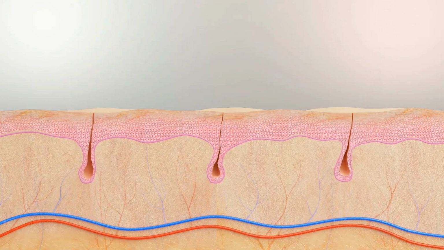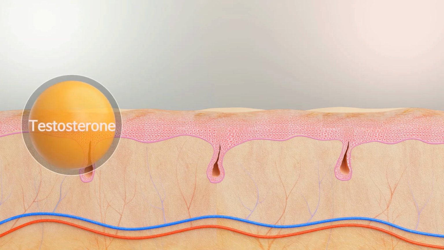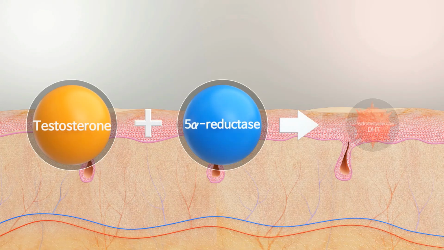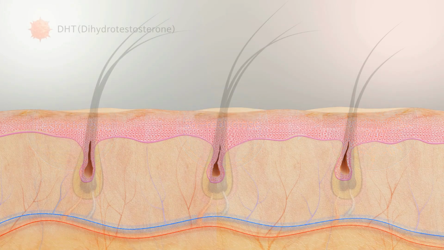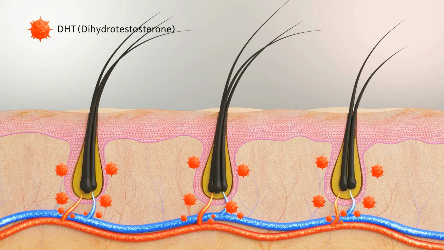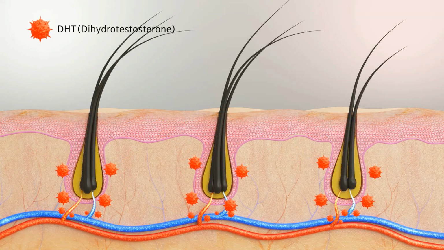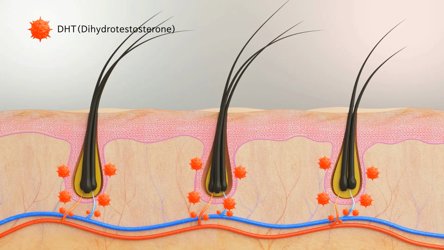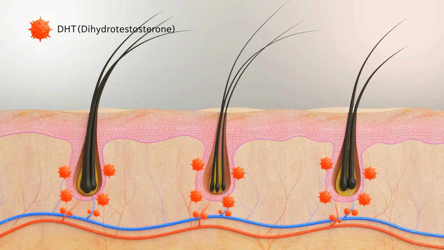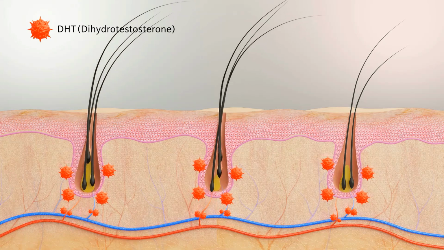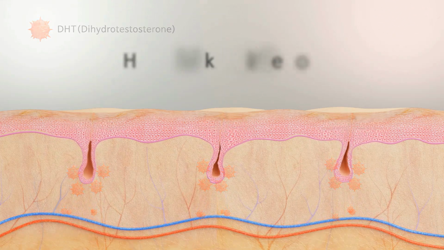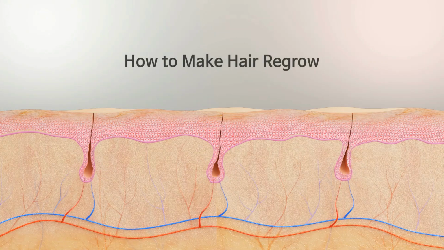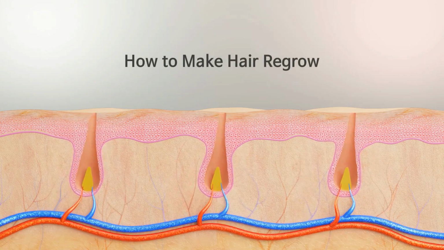clogging of the pores. What affects hair follicles and the capillaries connected to them is dihydrotestosterone. DHT is converted from testosterone by the action of an enzyme called 5-alpha reductase. DHT binds to receptors in hair follicles and narrows the capillaries. Consequently, all nourishment to hair follicles is blocked, and the hair follicles are gradually miniaturized, resulting in hair loss. Therefore, one of the most important things in hair loss treatment is to increase the blood supply to hair follicles.